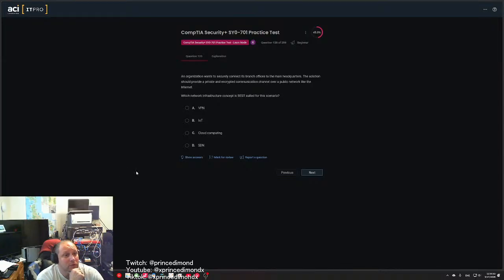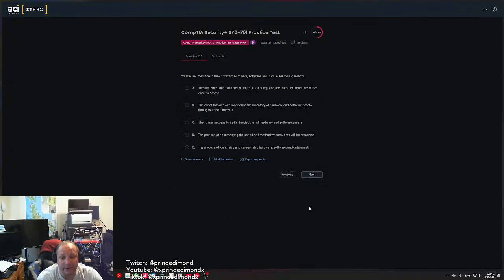An organization wants to securely connect its branch offices to the main headquarters. The solution should provide a private and encrypted communication channel over a public network like the internet. What network infrastructure concept is best suited for this scenario? So you're probably going to use a VPN for that. Not really much to discuss there.